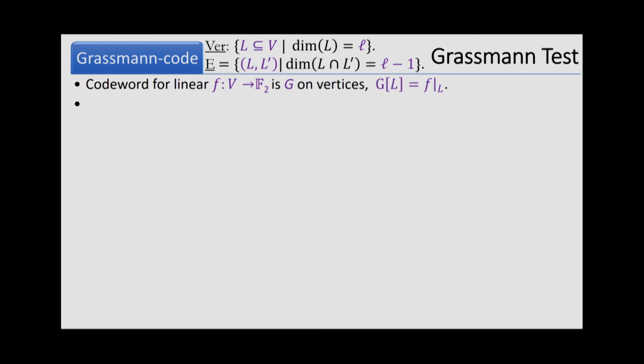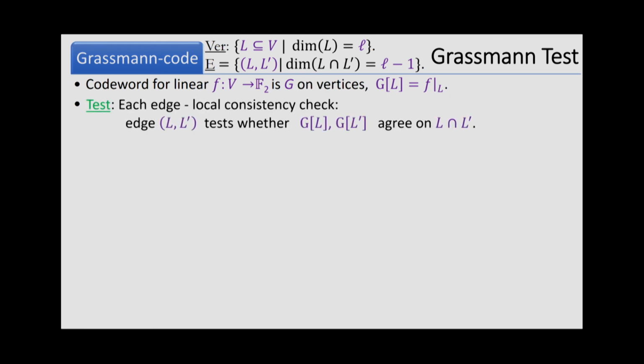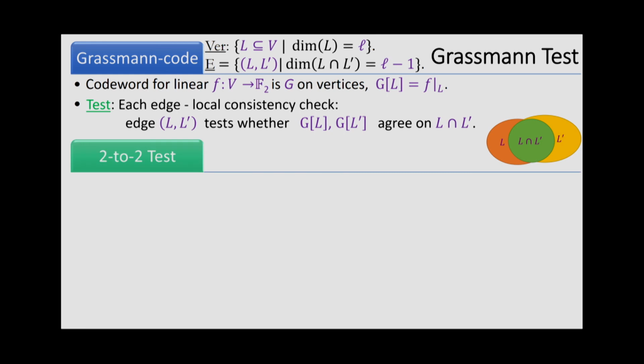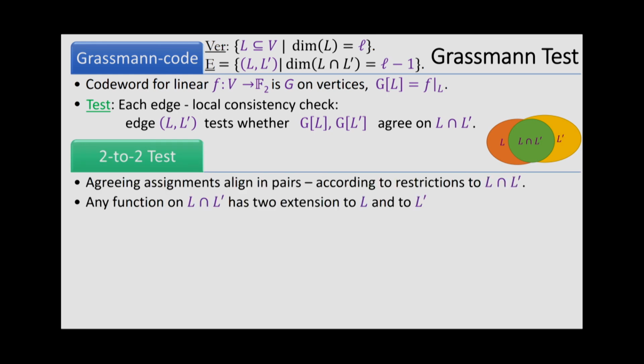Good. So now we know what the code is, and next we present the test. The test comes from the edges very naturally. What you do is you sample an edge L, L prime uniformly at random. You read off the symbols on L and L prime, and check that these two functions agree on the intersection between L and L prime.